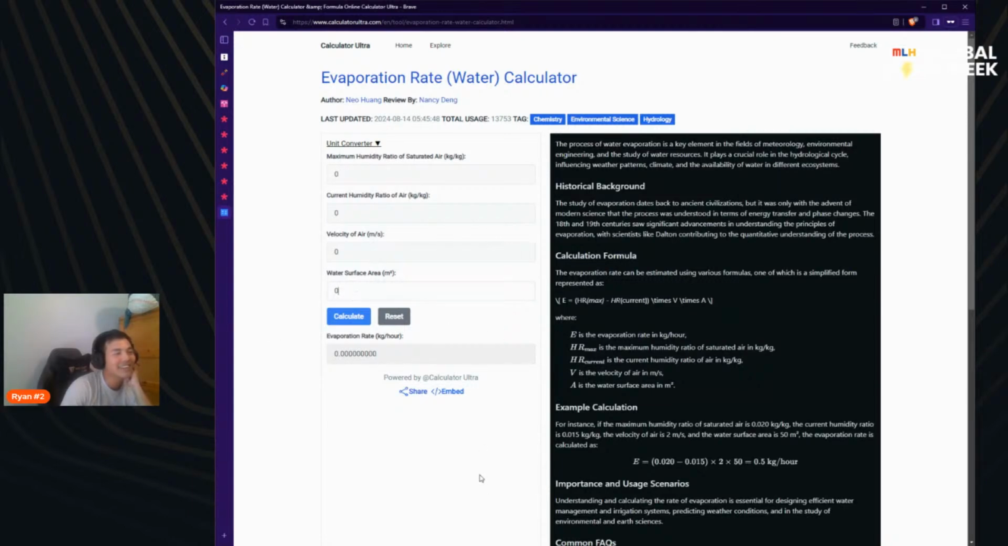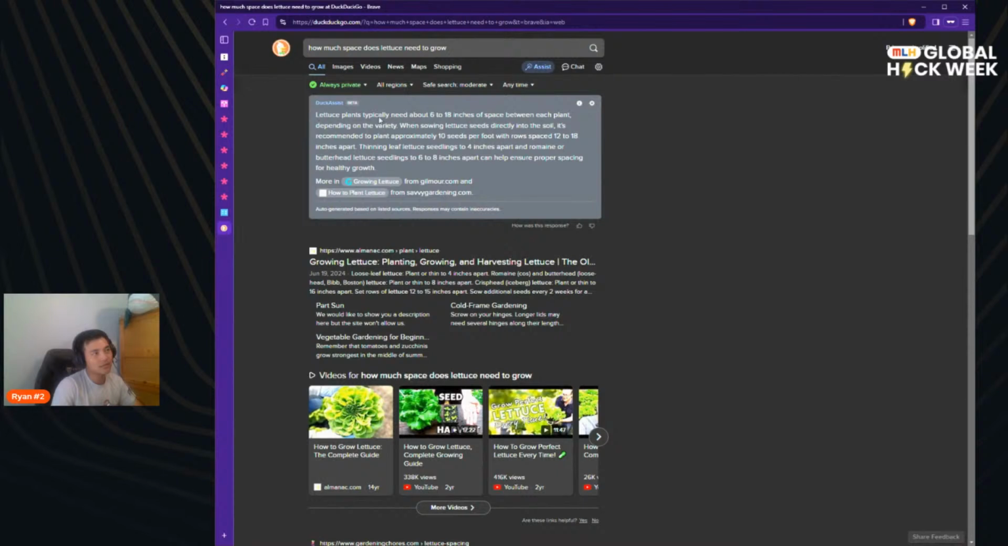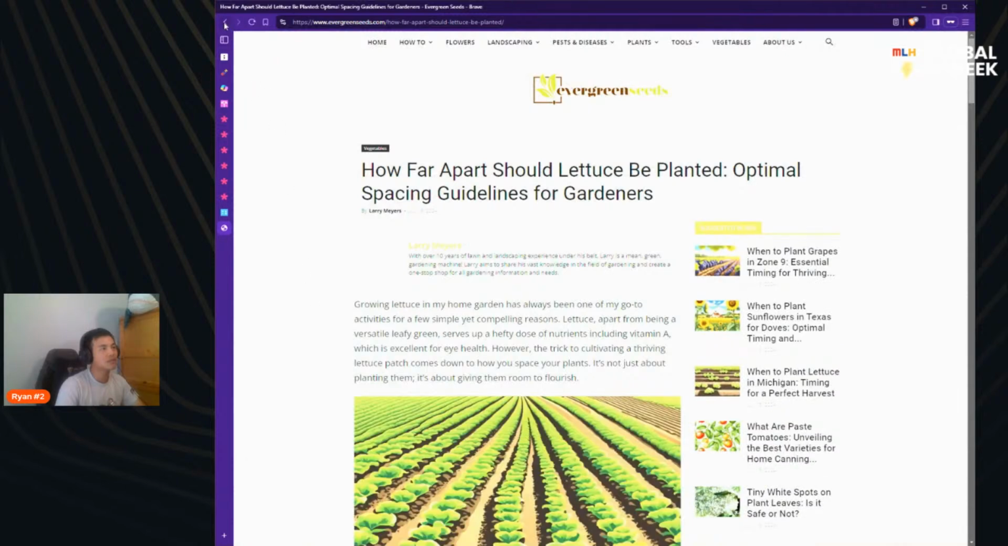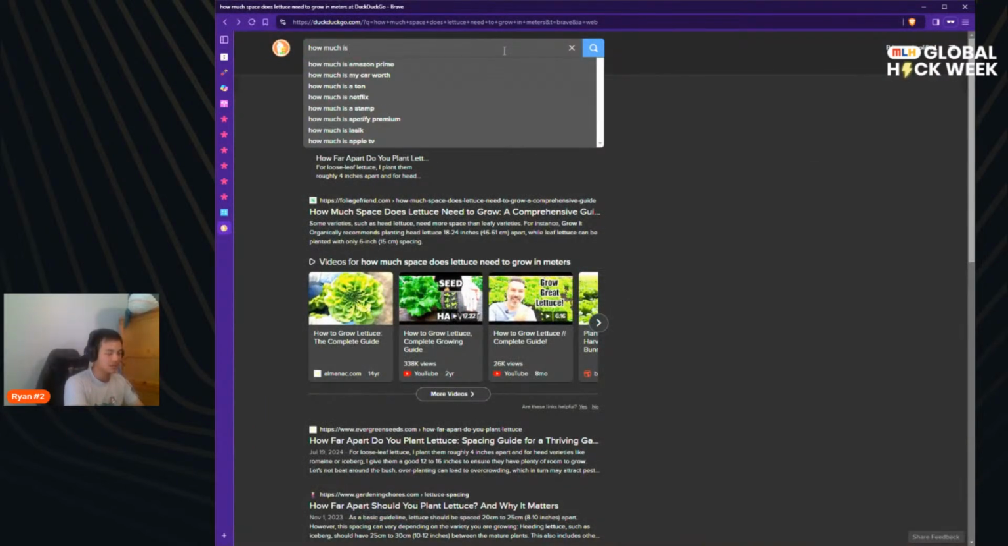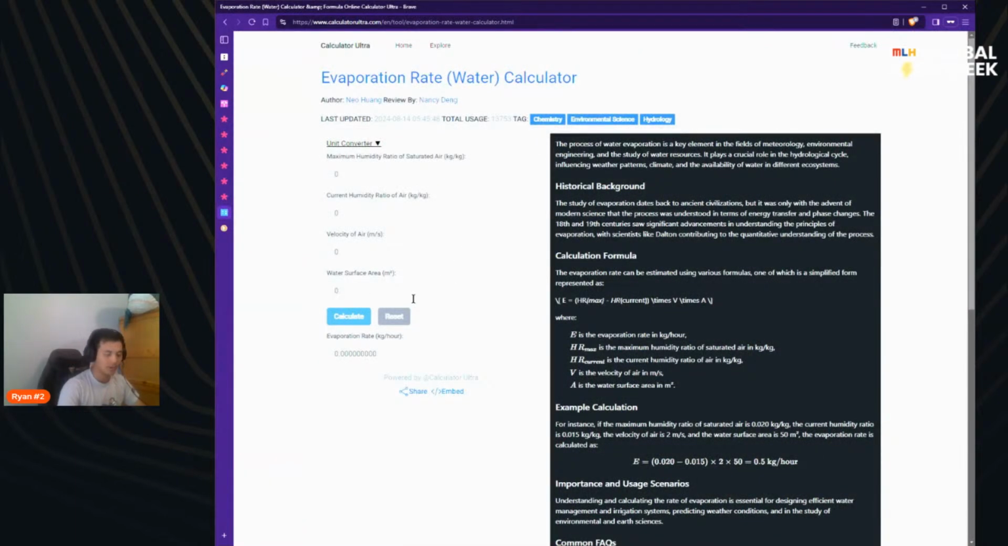Velocity of air. What? Okay. This is in meters squared. So let's try to figure out how much space a head of lettuce takes. Six to 18 inches in meters. Nope. Okay, well, we know it's 18 inches in meters. 0.45. So this is on the upper end. Maybe we just round this down to 0.4. 0.45. We'll call that 0.45.